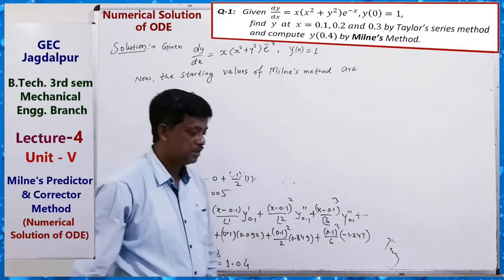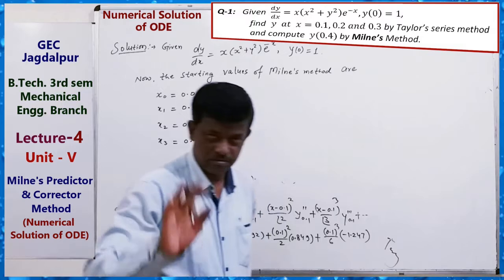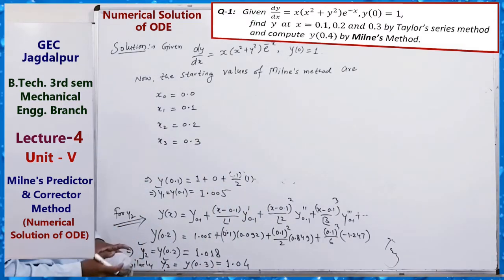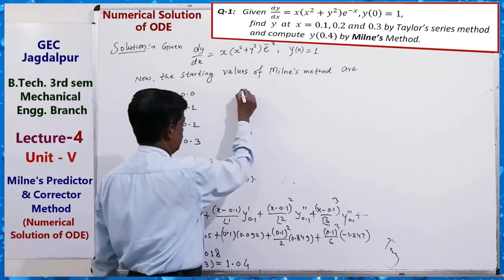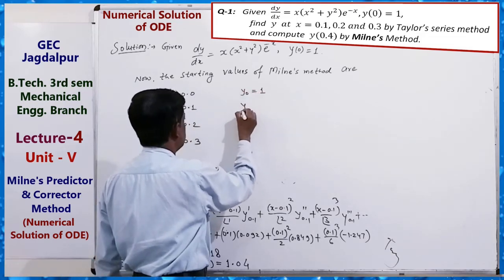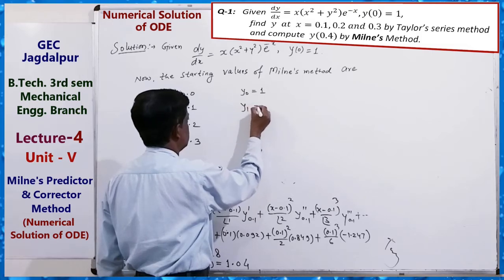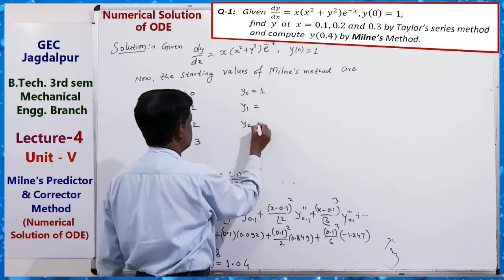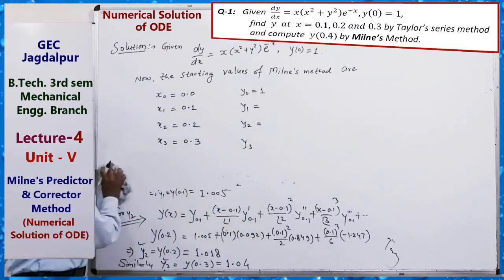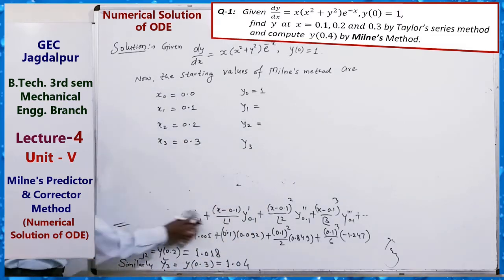Okay, these four values are required. So this is the first value, and these three values we have to find for the corresponding values of y. y0 is 1, y1, y2, y3 equal to. For the predictor-corrector formula, we require four values.